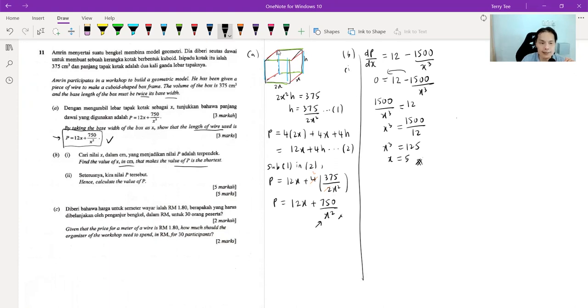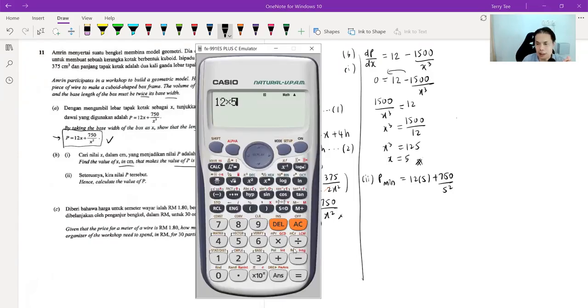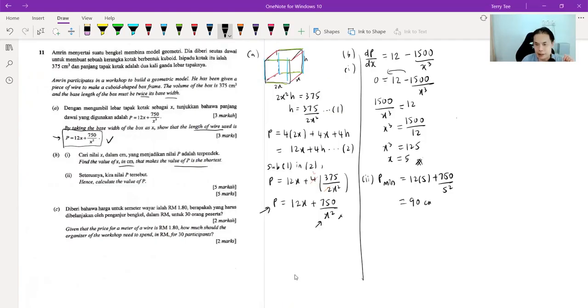B Roman 2, find the value, calculate the value of P. So we take the x value, sub inside your P here. So your minimum value of P, in this case, is 12 times 5 plus 750 over 5 squared. 12 times 5 is 60. 750 divided by 5 squared, divide 25. All right, I will get 90. So the minimum length is 90 cm. This is in cm. All right, this is part B.